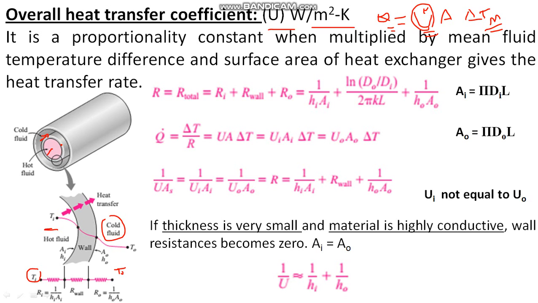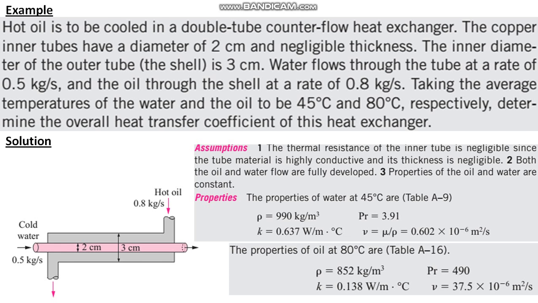And here there will be one resistance by convection, another resistance by conduction, and another resistance by convection. What is the resistance of convection? Q is equal to h A del T, so Q is equal to del T by R. R means 1 by h A.